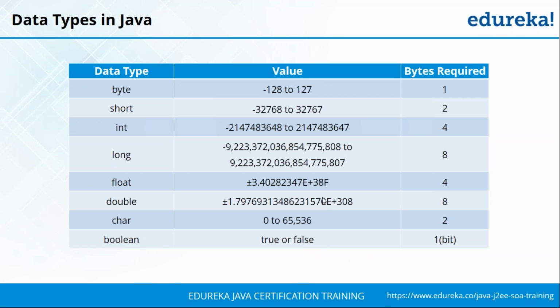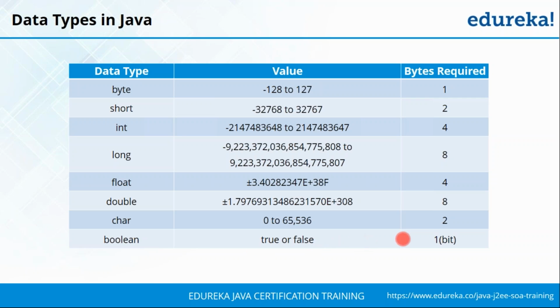When you come down to character, it can store a value that is between 0 to 65,536. Now one thing that you need to understand here is that what you're going to be actually storing is the ASCII equivalent of every character that you're going to be saving. So let's say you're going to be using A, then the ASCII equivalent of A would be actually stored inside a character variable. Finally, you have your boolean that is used to store true or false.